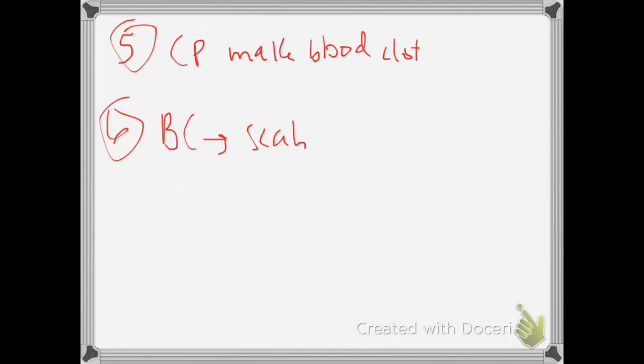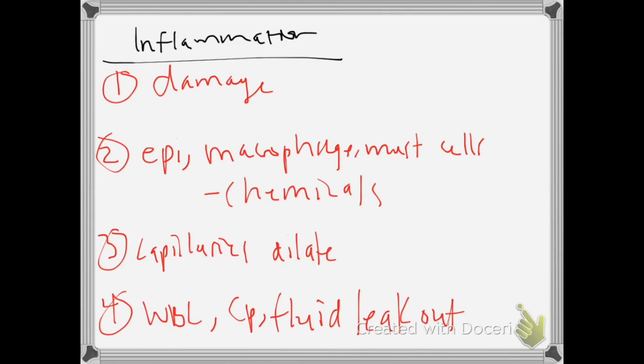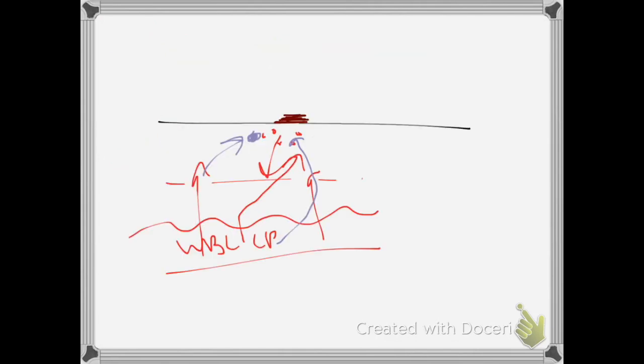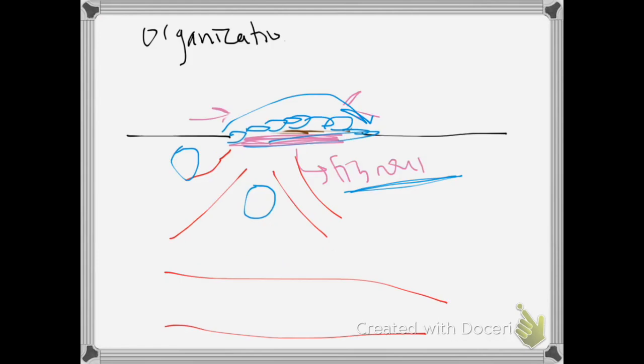We already talked about those at first. So let's go through the whole thing. You have damage to some tissue, maybe your skin. That's going to cause this epithelial tissue, these macrophages and mast cells, to release chemicals. These chemicals cause the capillaries to dilate, which allows more blood flow, which is bringing in more white blood cells and clotting factors. Since you have this dilation of the capillaries, you get this leaking of all this different stuff out, like clotting proteins and white blood cells. White blood cells can go destroy whatever pathogens are trying to get in. Clotting proteins can make a blood clot, which will eventually turn into a scab. Nice. Then we went into organization.